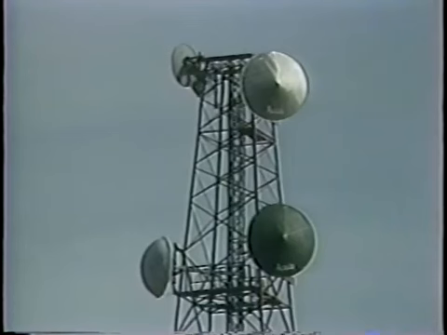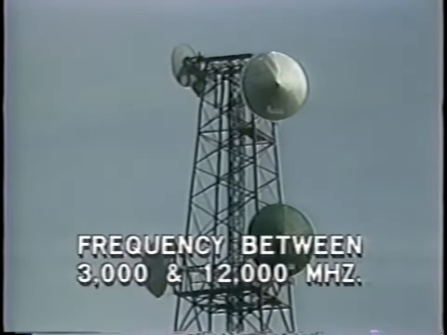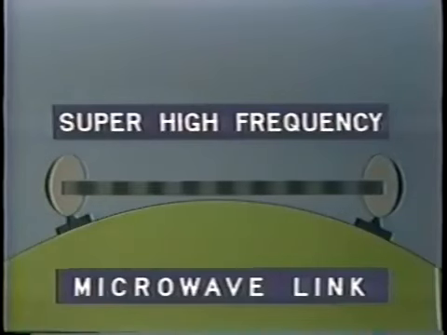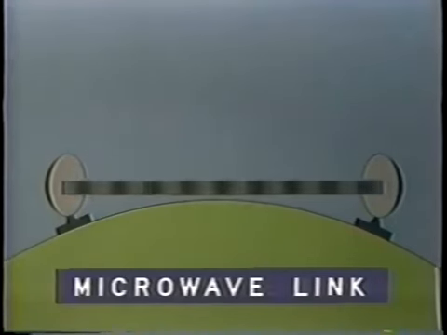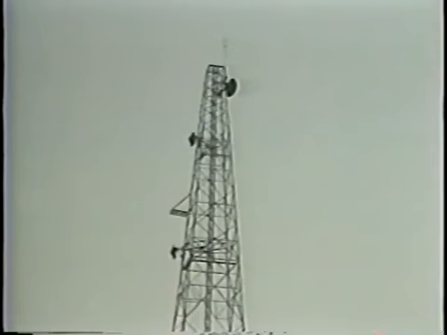In this system, the signal is carried at a much higher frequency, that is between 3,000 and 12,000 megahertz. This super high frequency signal, SHF, is transmitted by radio from terminal to terminal. At each terminal, a dish antenna is installed, and the transmission must be by line of sight. The super high frequency waves travel only in a straight line. They do not follow the curvature of the earth. Therefore, for long distances, many repeater terminals are required.